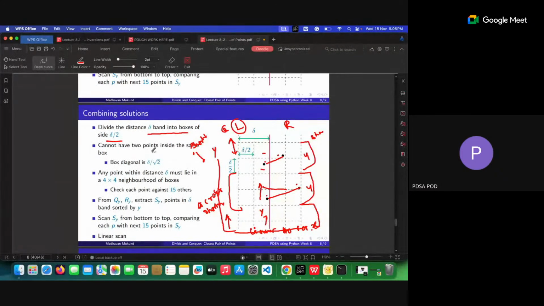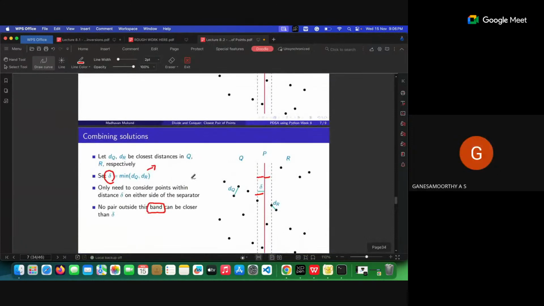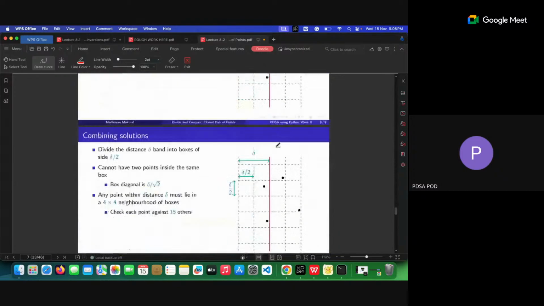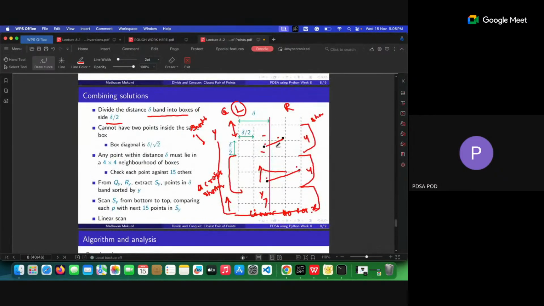See, we are finding the shortest pair of each particular point. First we find the minimum distance of this point and the minimum distance of that one. Out of these two, whichever is the minimum one is taken as a band. The band is this lambda. So that lambda is divided into 4 halves of lambda, that is, width and height. Fine.